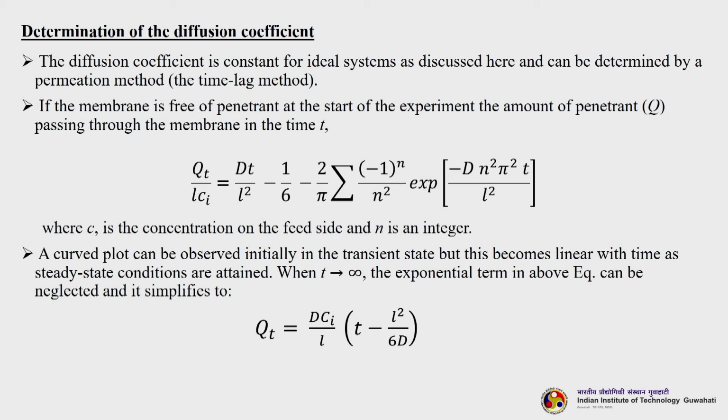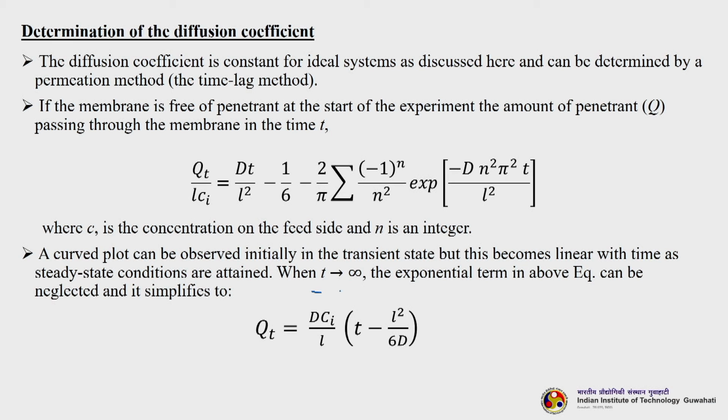Now, if the membrane is free of penetrant at the start of the experiment, the amount of penetrant passing through the membrane in time t can be calculated. So, this is the equation. Here C is the concentration on the feed side and n is an integer. A curved plot can also be observed initially in the transient state, but this becomes linear with time as steady state conditions are attained.